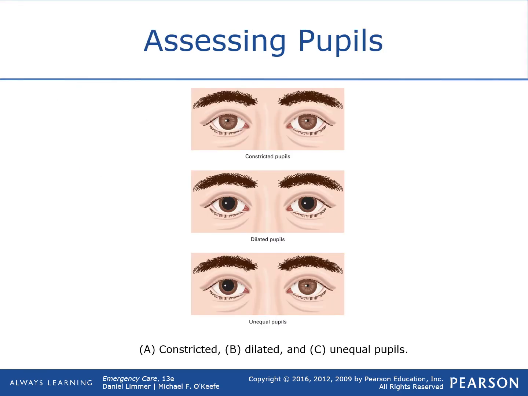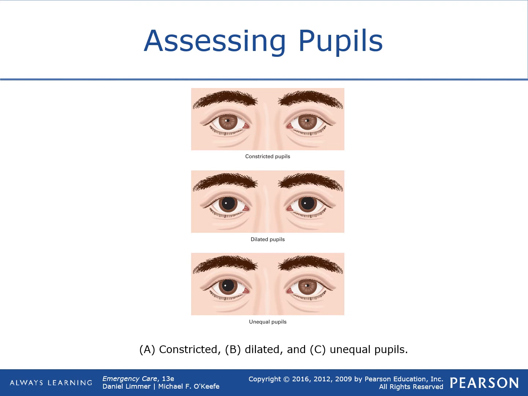So here's a few examples of pupil sizes. The top one are constricted pupils. You might hear someone say pinpoint pupils because the pupil represents the size of a pinpoint. This middle one is dilated pupils, so ones that are very large. And then the bottom one is unequal pupils. That's where one is large, one is tiny.